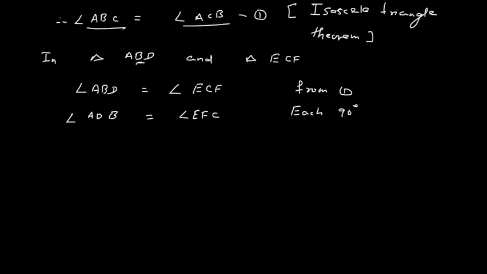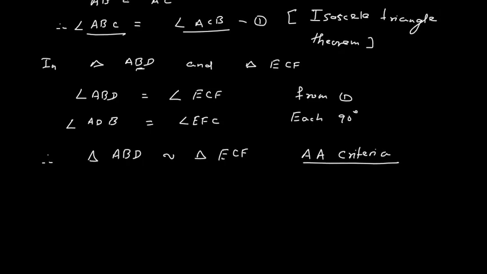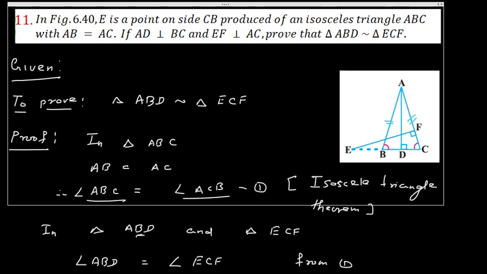So therefore we will say that triangle ABD is similar to triangle ECF, and the reason is angle criteria or angle rule. Okay, so you have to prove that triangle ABD and ECF are similar. Done.